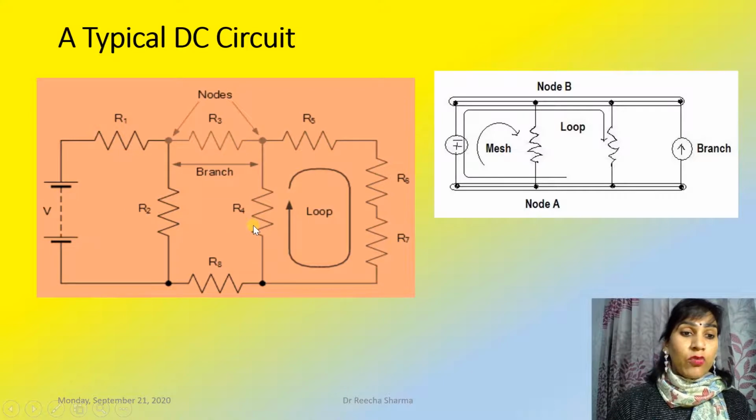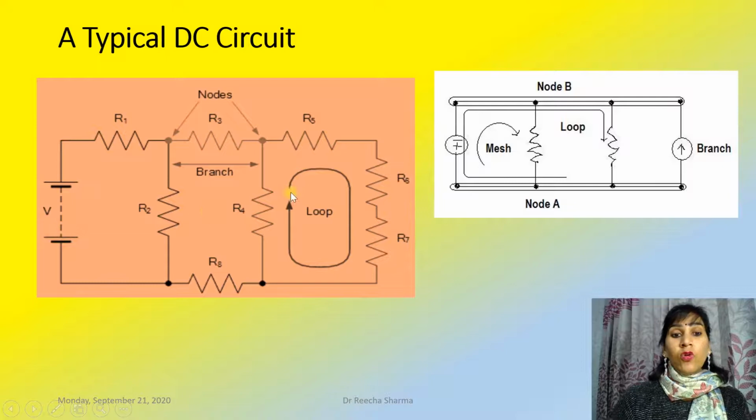So in this circuit we have four loops. One is this loop in which R1, R2 and V are considered. Second loop in which R3, R4, R8 and R2 are considered, and next in which R5, R6, R7, R4 are considered, and another loop in which all outer resistances are considered, in which R1, R3, R5, R6, R7, R8 are considered.